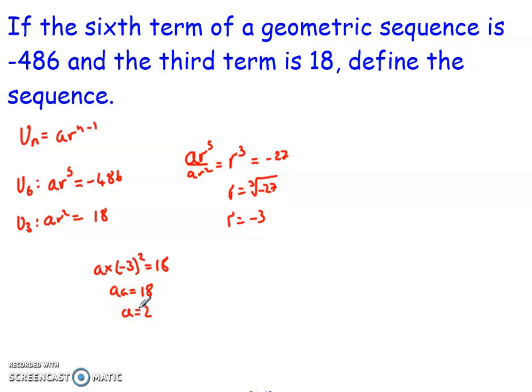So a is quite simply 2. Now this is the key stage at this point. Great, we've found a and we've found r, but we have to make sure we now represent the geometric sequence by substituting these in. It's not enough to just calculate a and r. We have to say what the geometric sequence is. So I then have to say, therefore, un is equal to 2 times my r, which is negative 3, to the power of n minus 1. Now we're done because we've said what the geometric sequence is. We've defined the geometric sequence in terms of a and r being numerical values.